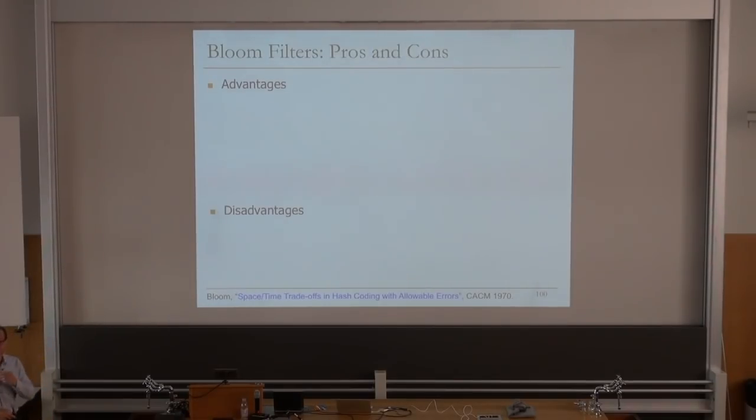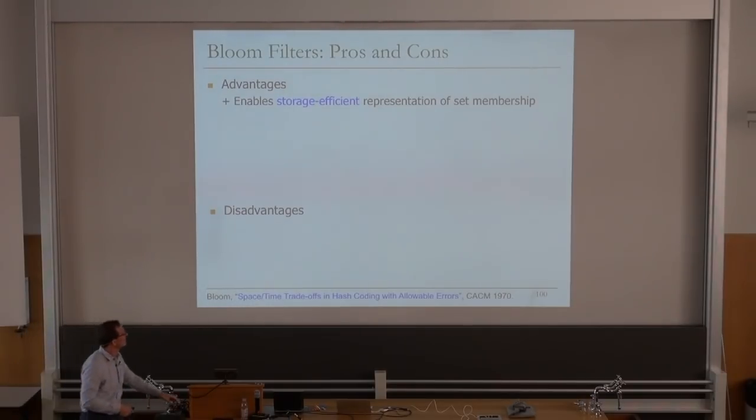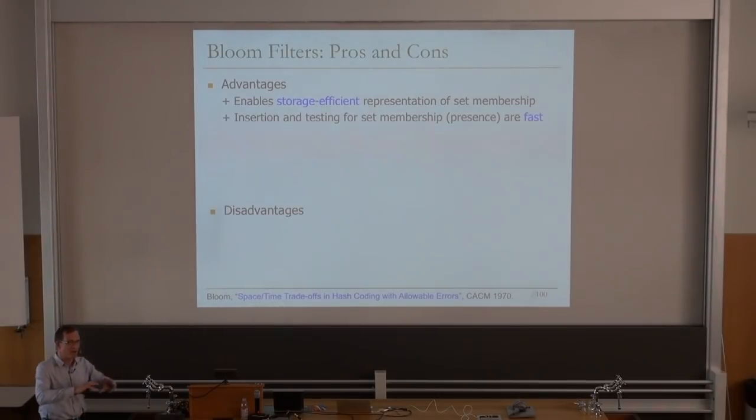Okay, so let's look at the advantages and disadvantages. The other thing in this course is we'll talk a lot about advantages and disadvantages of different methods. This is really important for critical analysis, and you could analyze a data structure the same way. So one big advantage is clearly what we wanted to do. You wanted to be storage efficient, and this gives you a storage efficient representation of set membership, right? Insertion and testing for set membership are actually really fast. Of course, that depends on how complicated your hash functions are, and there's a trade-off here. You can make your hash function extremely complicated and slow, which could reduce your false positive rate. So there's a trade-off between hash function complexity and false positive rate.